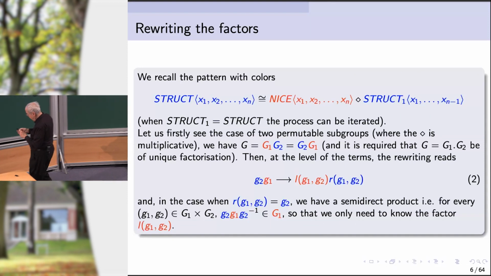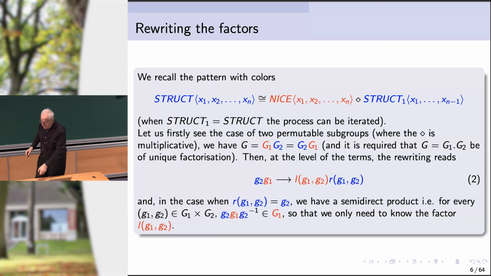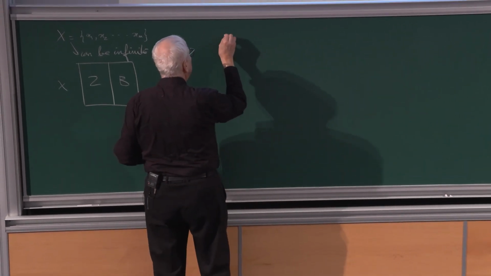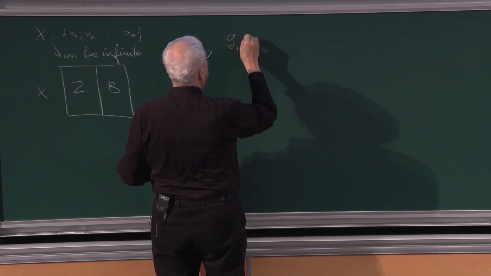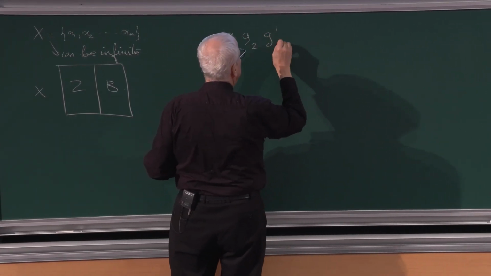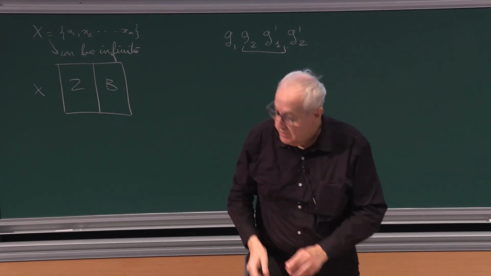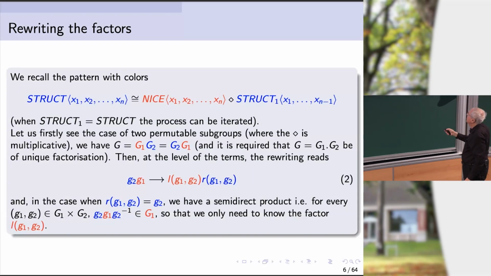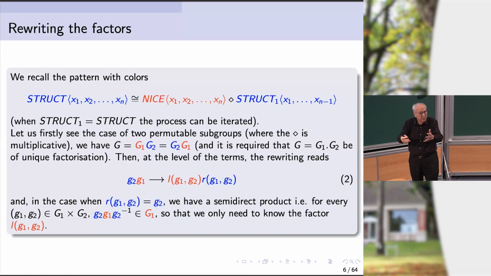And of course you have, when you rewrite, a factorization, and if you have a factorization and you want to know the multiplication law, you have G1, G2, G'1, G'2. So you have to rewrite the reverse. So rewriting the reverse, you have this. And you have to know how to rewrite the reverse, and all this talk will be on the subject of how to rewrite the reverse.